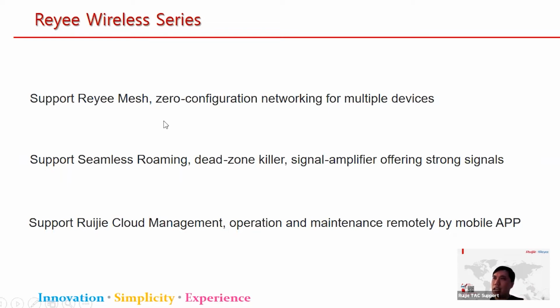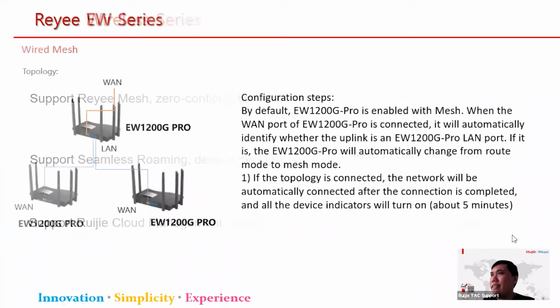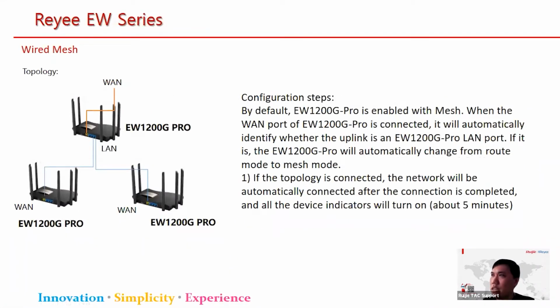We are trying to highlight zero configuration networking for seamless roaming, signal amplifier, everything is good. It can be managed by cloud, with operation and maintenance done remotely by mobile app. We also support mesh, as I just mentioned. We support two types of mesh: one is wire mesh, and the other is wireless mesh.